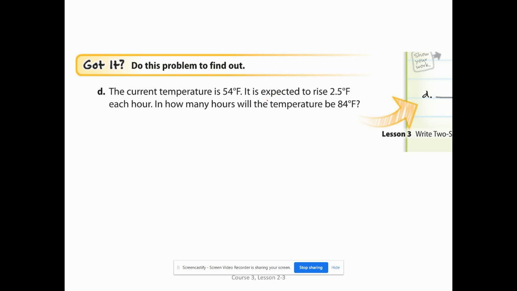So what I'm seeing is 54 degrees is sort of the current, plus 2.5 degrees each hour. Each means multiply. And how many hours is going to be my variable? So let hours be my variable, H. And it's 2.5 degrees per hour, so times H. And then when it gets there, it'll equal 84 degrees. So I'm going to fill that in. Current temperature is 54 plus 2.5 H equals 84.